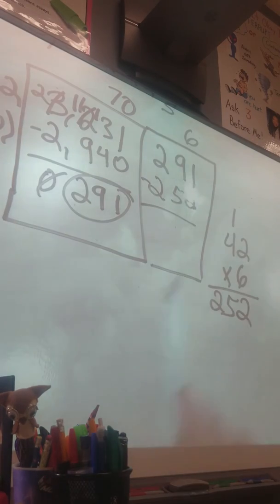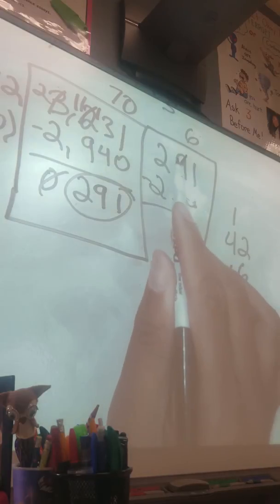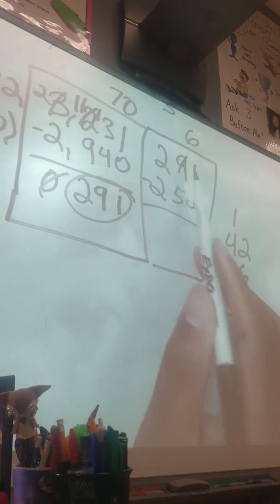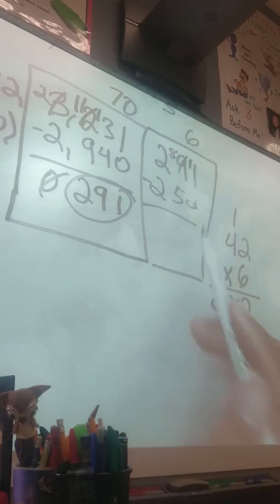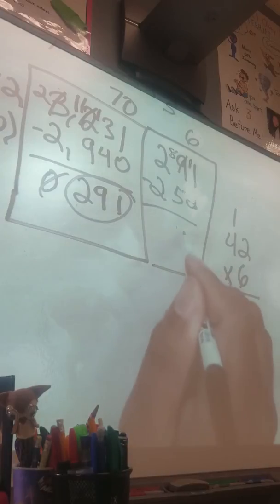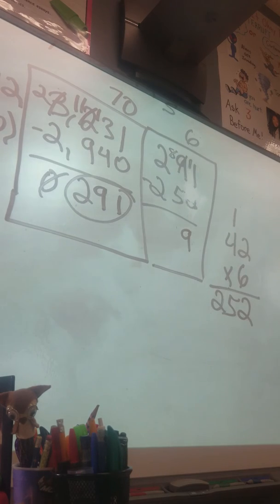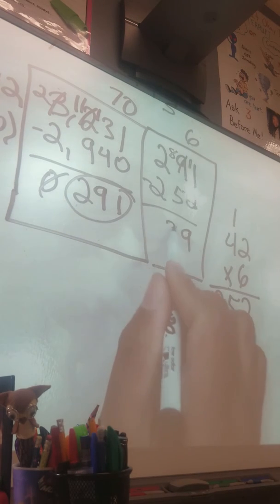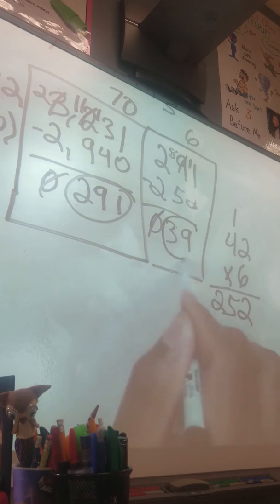And then we subtract. 1 minus 2, we can't do. We borrow from our 9, making it an 8, and turning our 1 into an 11. 11 minus 2 is going to be 9. 8 minus 5 is 3. 2 minus 2 is 0. And we have 39 left.